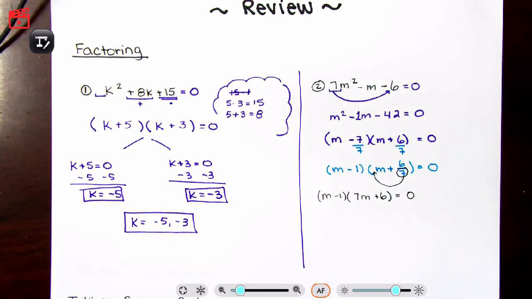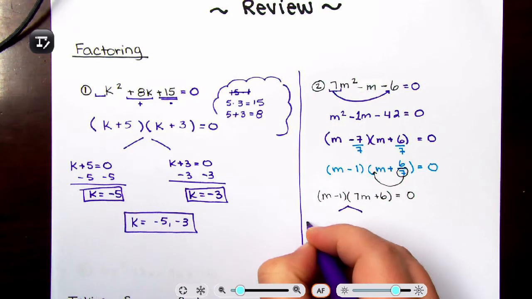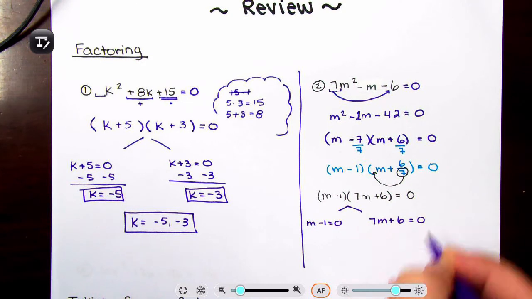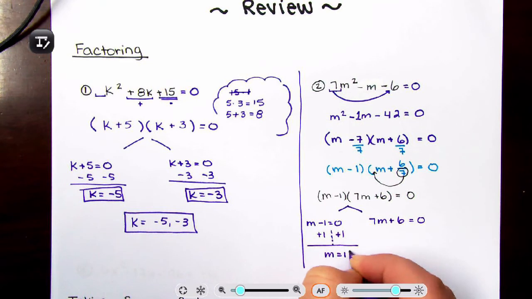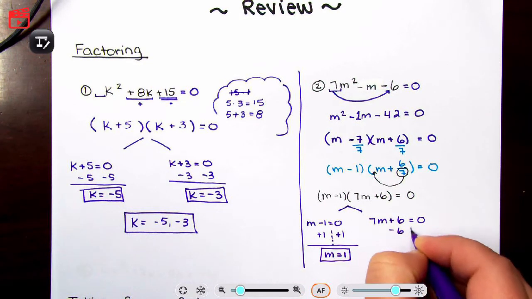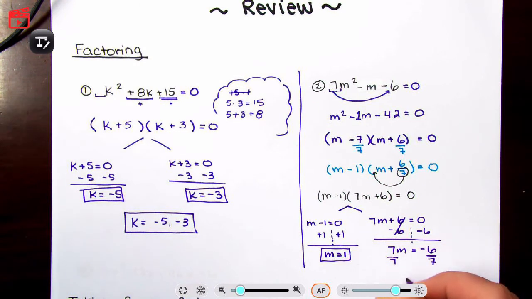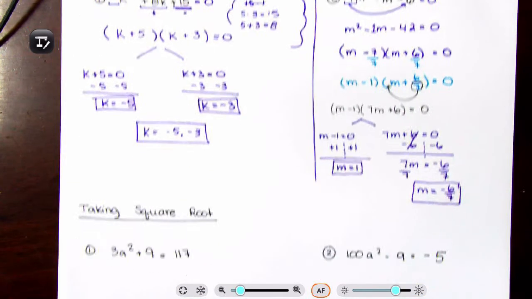Now that I'm done factoring, I will separate all of my bubbles out, just like we did here, and set each one equal to 0. Now, once you've set it equal to 0, you're going to solve, get your variable by itself. So m is equal to a positive 1, minus 6 on this side, 7m is equal to negative 6. I'm going to divide by 7, so m is equal to negative 6 sevenths. And it's okay that it's a fraction. Just make sure that if you can simplify your fraction to do so.